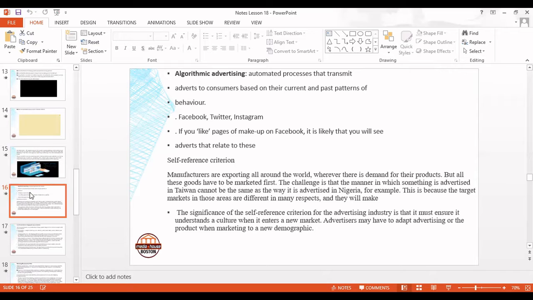Their adverts, they just took the advert straight from the United States. They thought it was going to work straight from US to India. No, it did not work. Different people. Okay, the demographics are different. So these are the most important things that you need to understand.